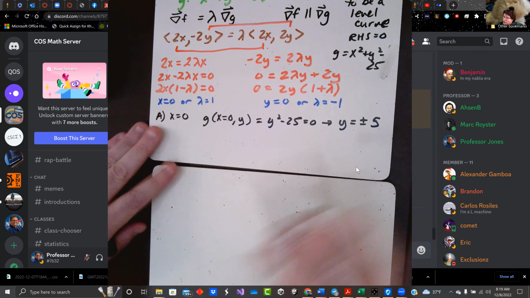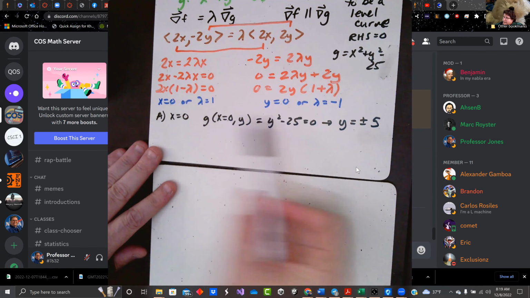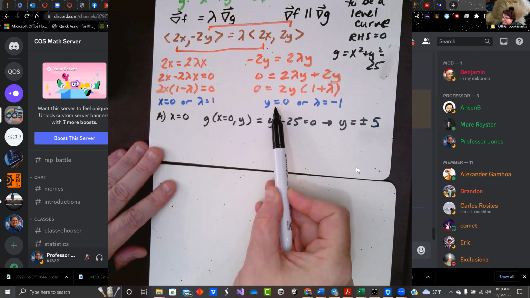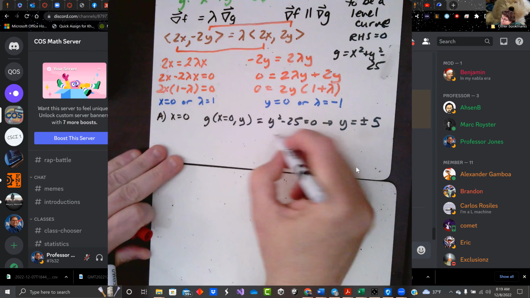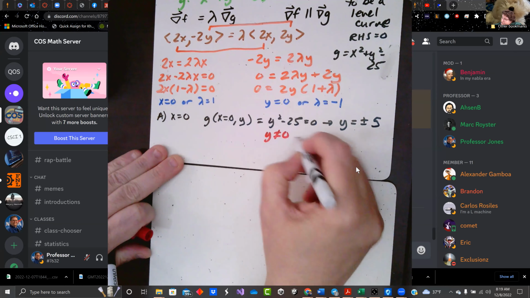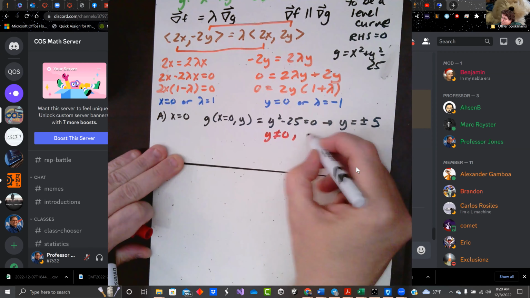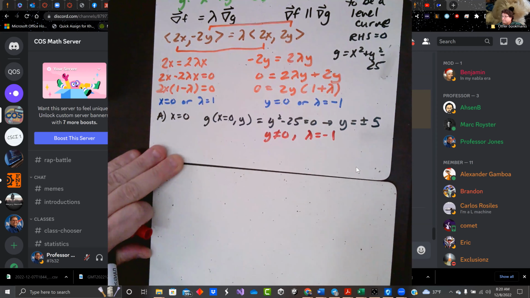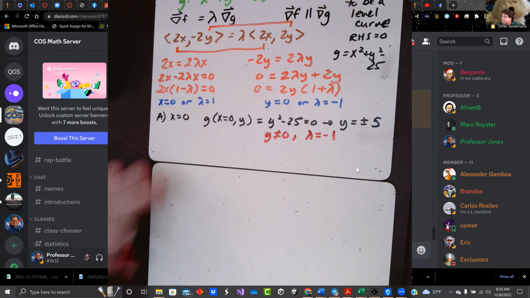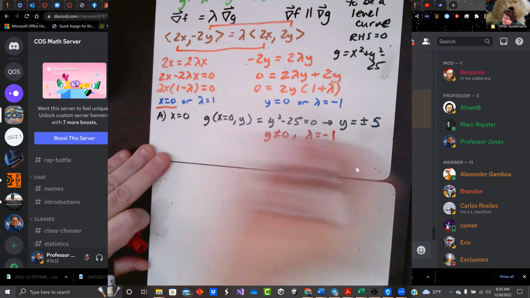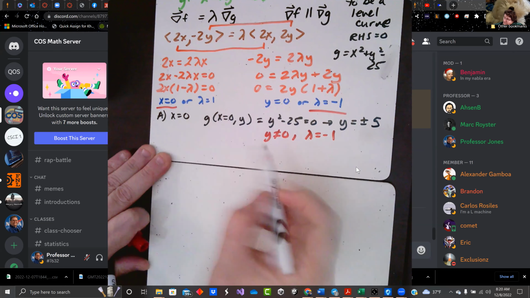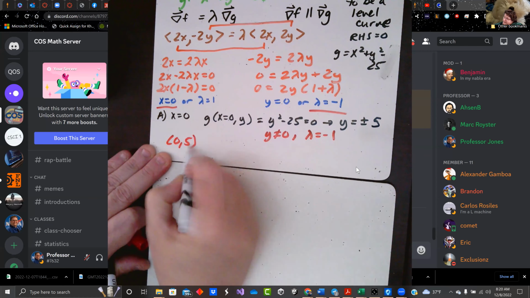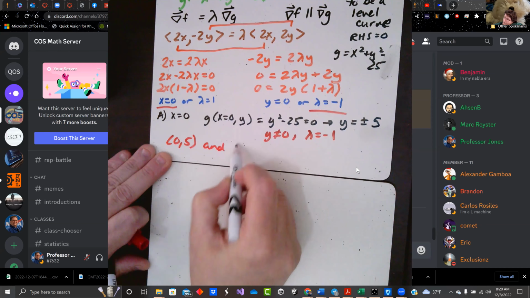Okay, so I know x equals 0. One of the other options is y equals 0. This is not the case where y equals 0, y does not equal 0 here. So this must be the case where lambda equals negative 1. So that's doing those, and that gives us 2 points, 0, 5, and 0, negative 5.